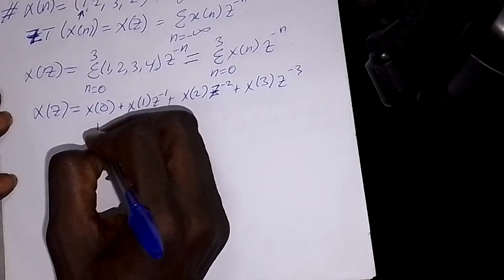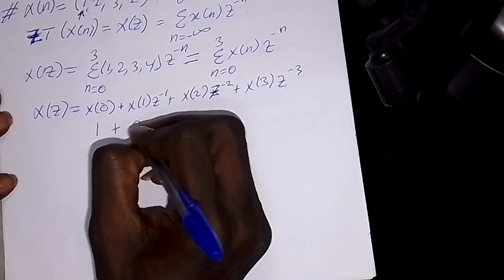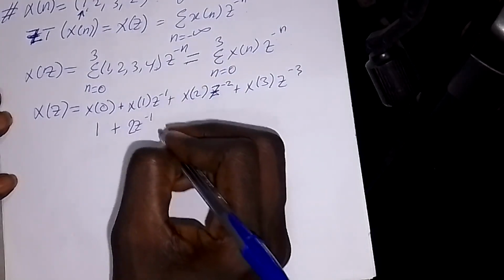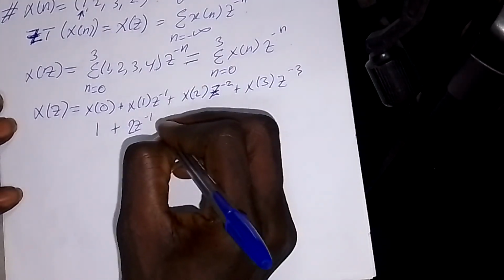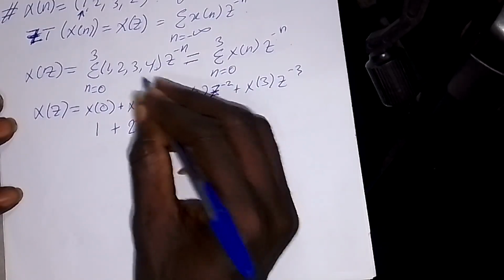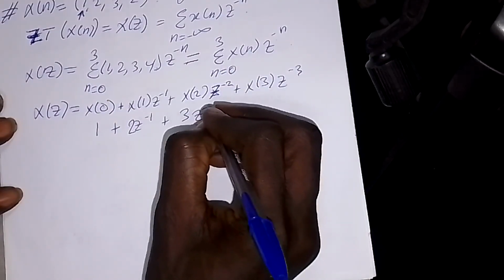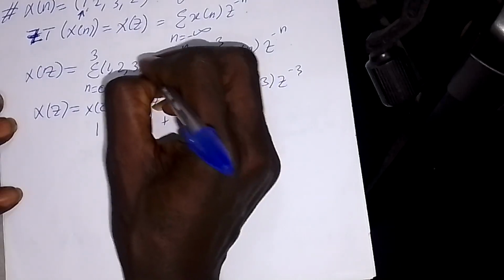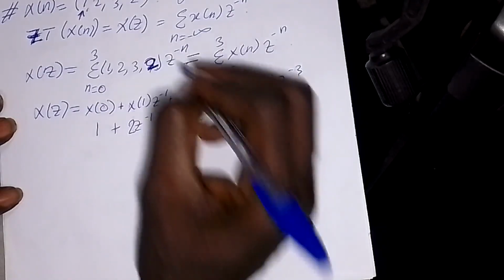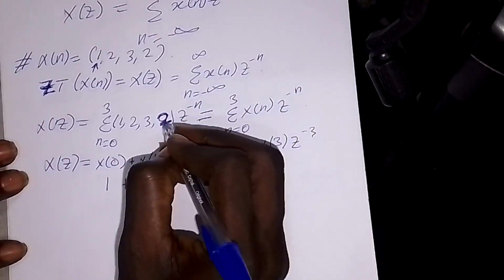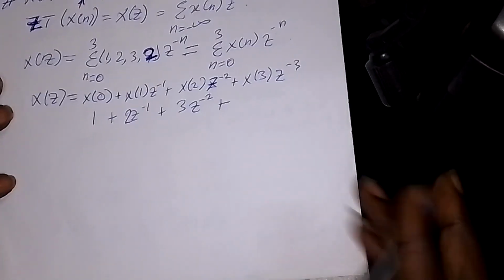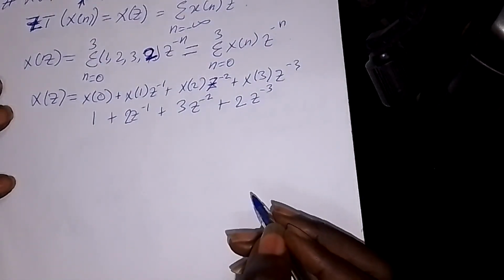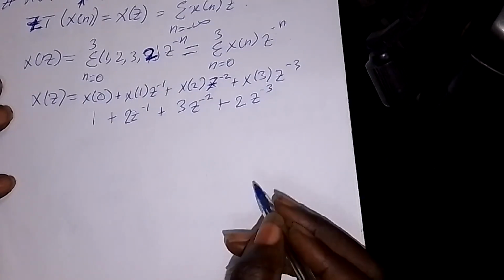So what is x of 0? X of 0 is 1. Plus, what is the number at z to the minus 1? It is 2, so let me put 2 here. Then plus this place, what is the number here? It is 3, so let me put 3 here, z to the minus 2. Plus this place, sorry, here is 2. I'm sorry, it's 2. Plus 2 z to the minus 3. This is how you can do it.